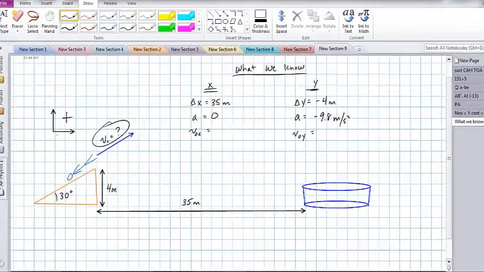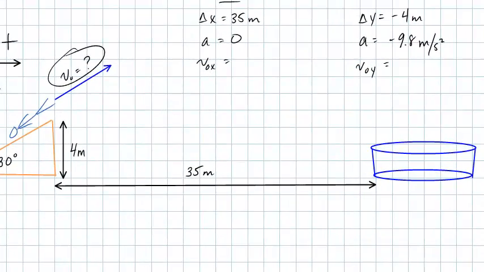I've indicated my positive directions here as up and to the right, and I've already gone ahead and written down the easy parts of what we know. We know the vertical and horizontal displacements. We know the vertical and horizontal accelerations. Now we don't know the magnitude of the initial velocity, so we can't write down a number for the initial x and y components of the velocity.